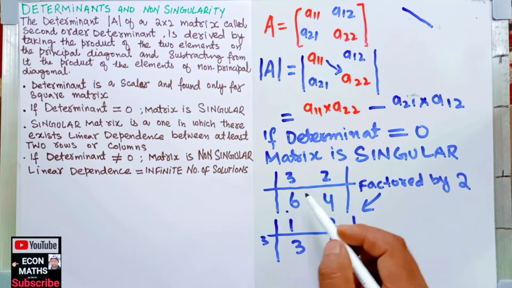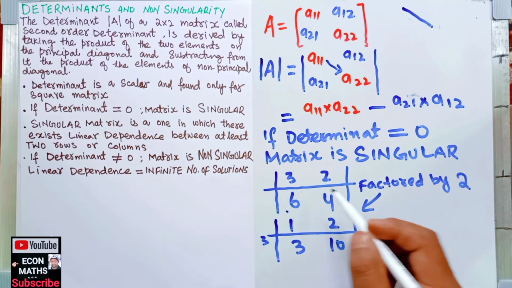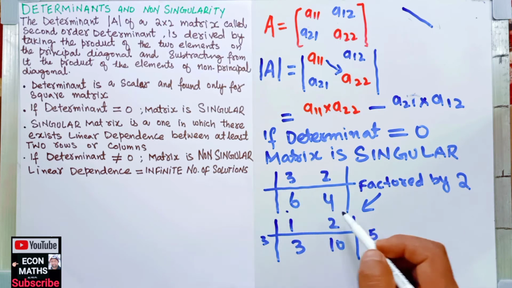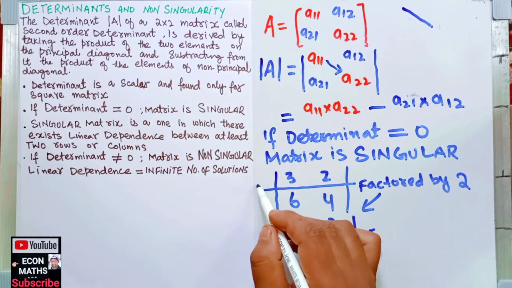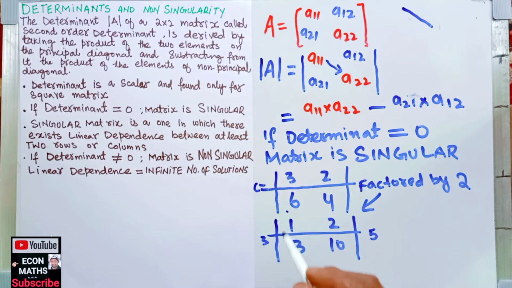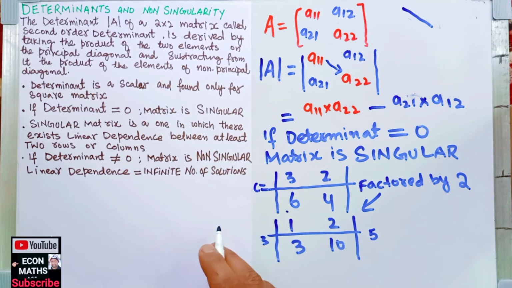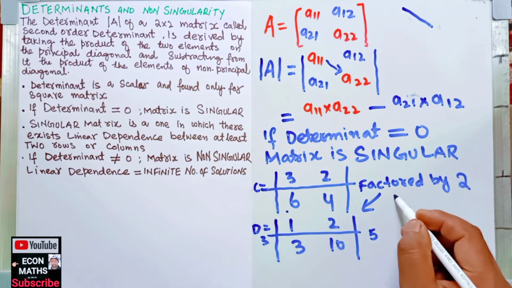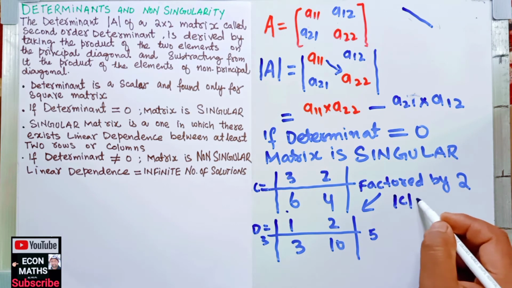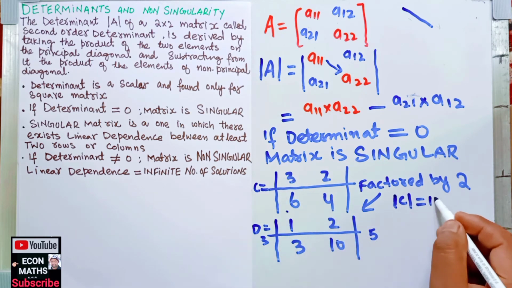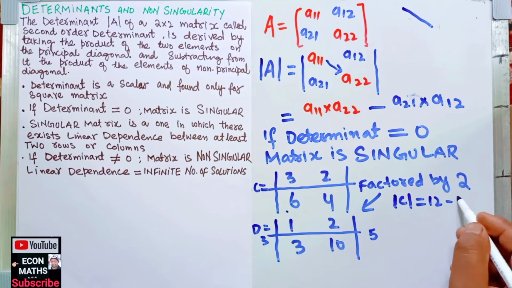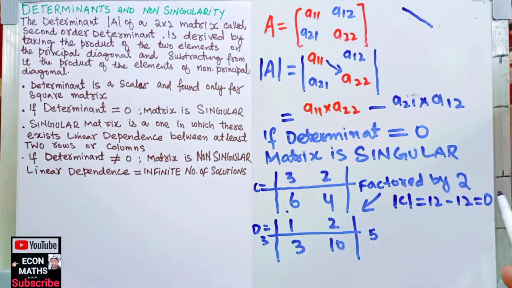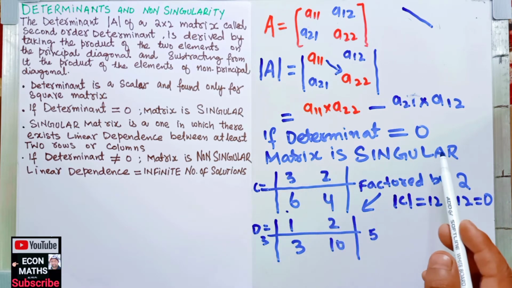Now we can see the determinant of this matrix. Let us say this is the matrix C, and this is D. Here we can see the determinant of C is equal to 3 4s are 12 minus 6 2s are 12, so here the determinant is 0. When the determinant is 0, we say the matrix is singular.